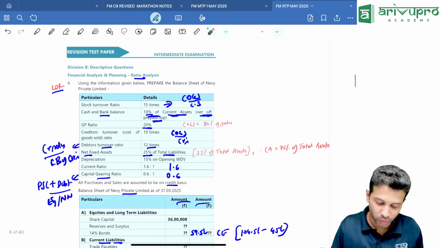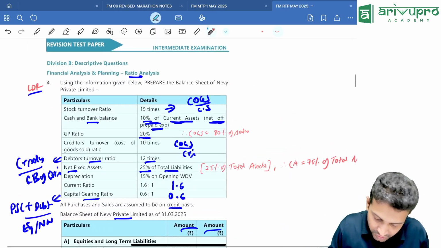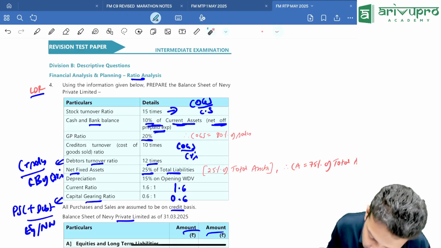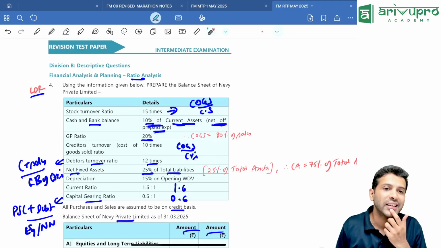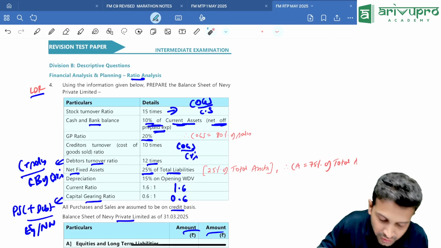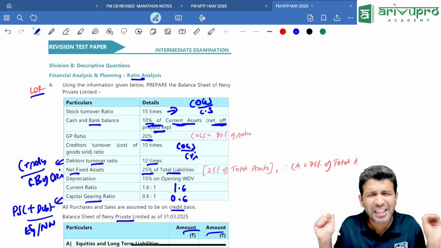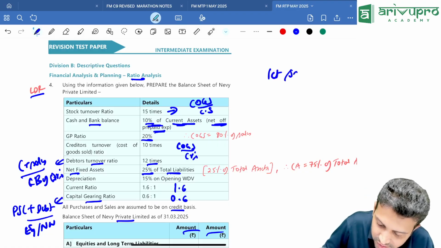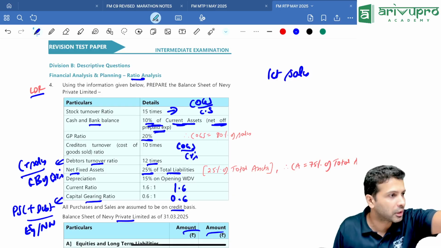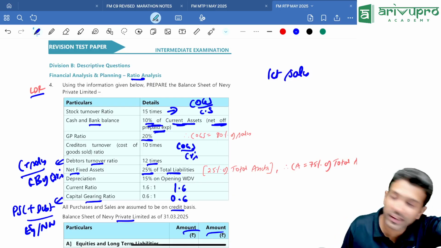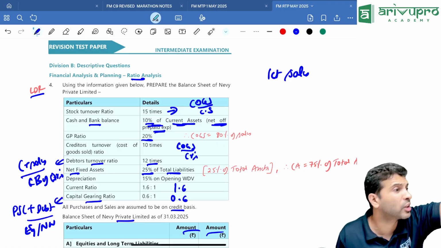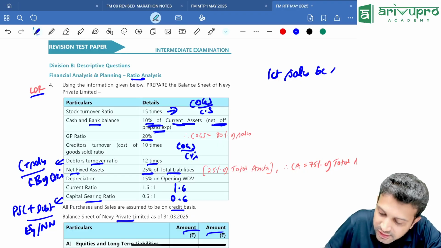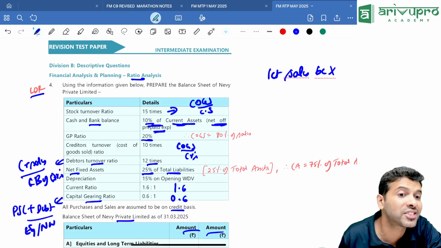There is a relationship. What is that relationship? GP is how much? 20% of sales. If GP is 20% of sales, then COGS is 80% of sales. You can't find debtors and inventory because no other information is available. But there is a linkage. You'll have to assume a variable. Let sales be X.